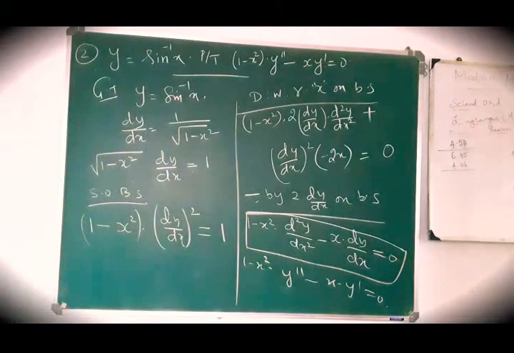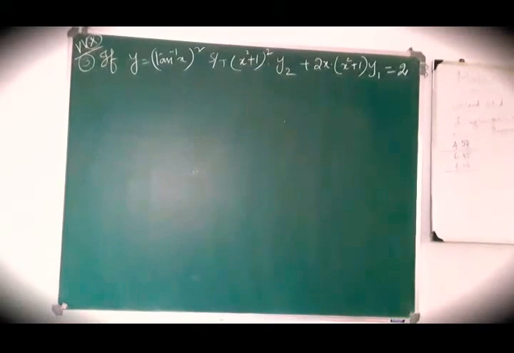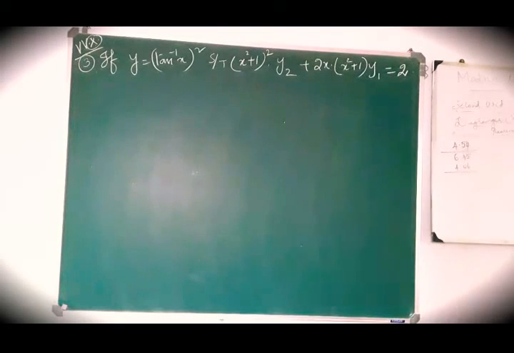Go through this very easy and very important problem. This third question, very important question. Repeatedly they have asked for previous exams. If y is equal to tan inverse x the whole square, show that x square plus 1 the whole square into y2 plus 2x into x square plus 1 into y1 is equal to 2.